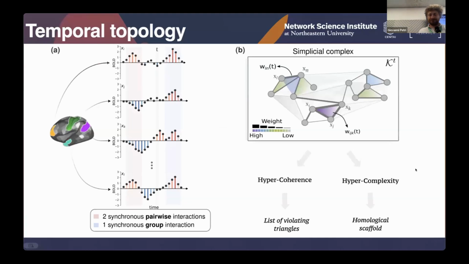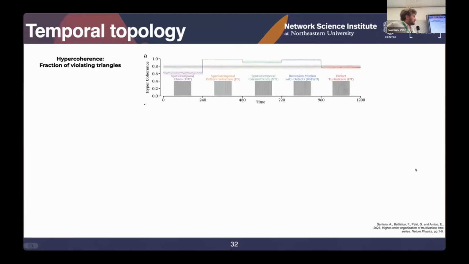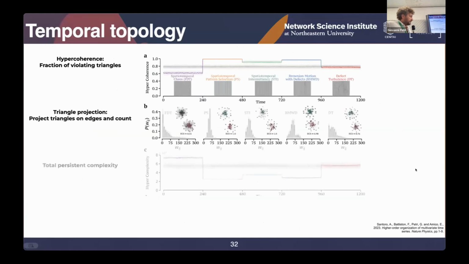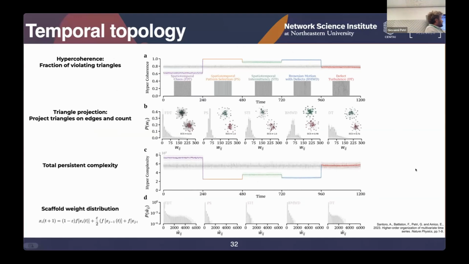Turns out that if you do this on, for example, simple dynamical systems in which you can control the dynamical regime, you end up pretty good at discriminating the dynamic regime, chaos or intermittency and so on. Okay, so it works. And you also induce scaffolds that have different weight distributions. It works, and we're very, very happy.